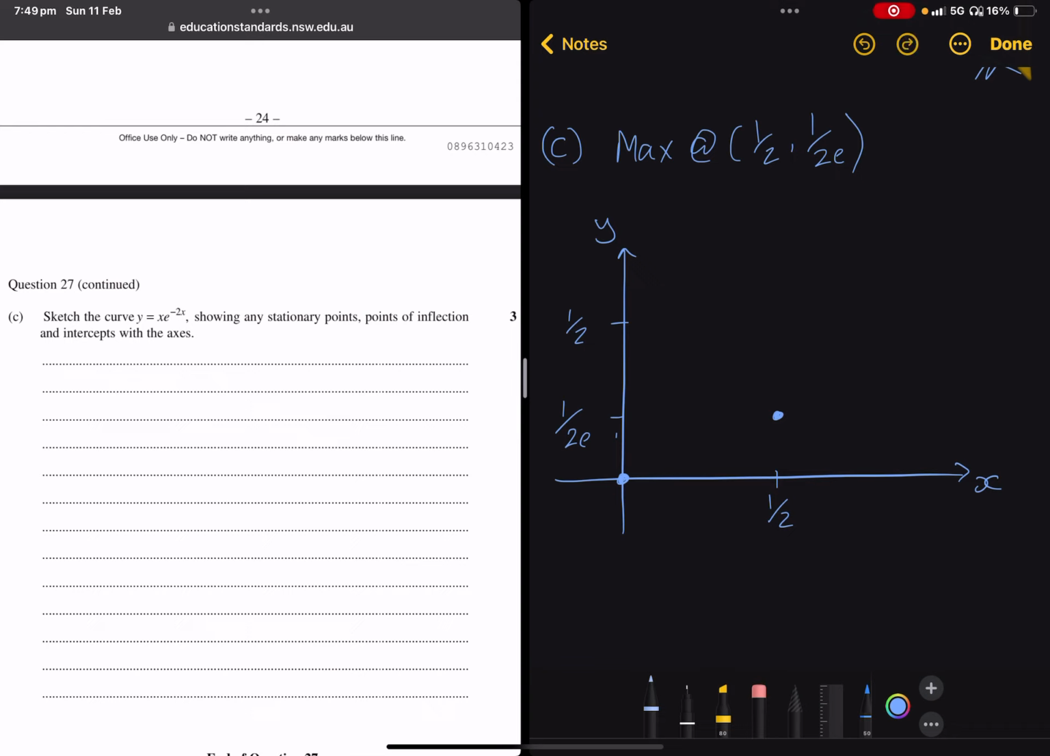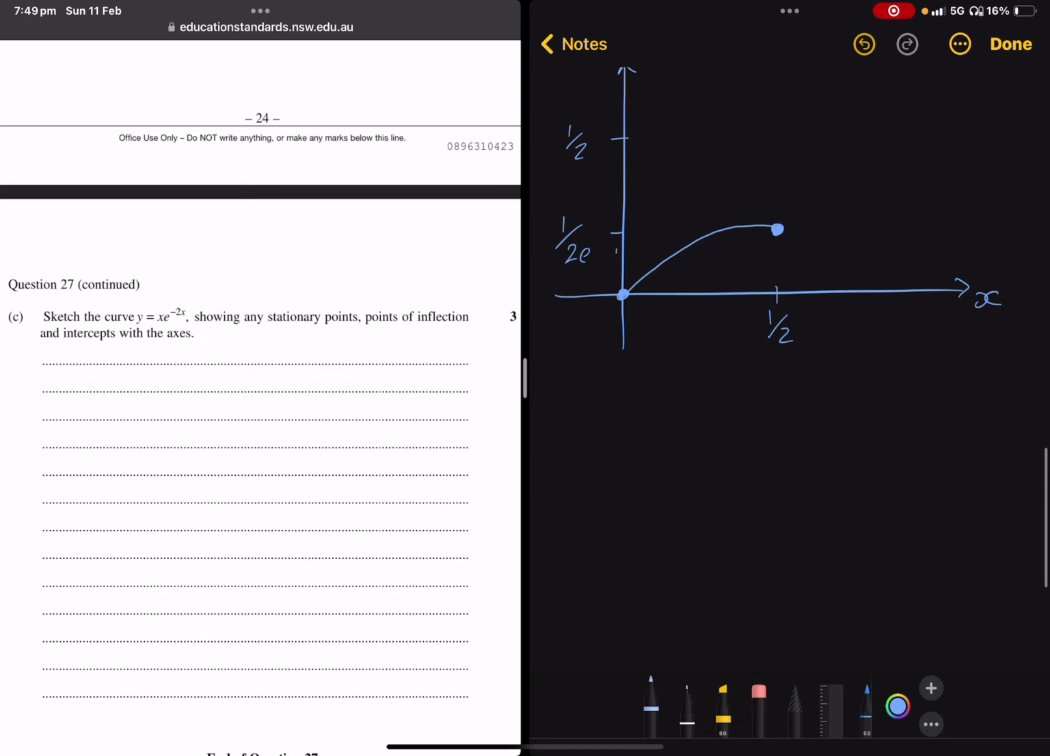Now, if we want to graph the connection between the origin and 1/2, we could find a few points in here if you wanted to. If you're in an exam, find a few points, but it is likely to smoothly curve. So it's going to curve something like this up to this point. This is a maximum.